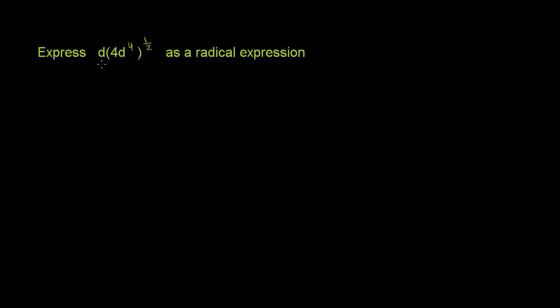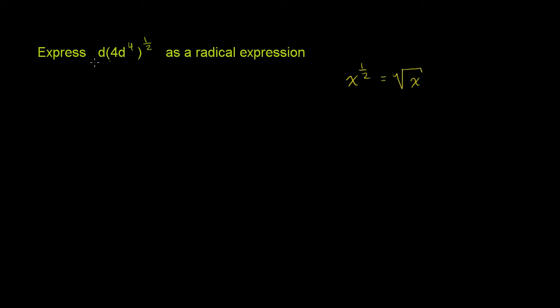Express d times 4d to the fourth to the 1/2 power as a radical expression. So the key thing to realize here is that if I take anything to the 1/2 power, by definition, this is the same thing as taking the principal root of that anything. So let's just apply that here. We have 4d to the fourth raised to the 1/2 power.